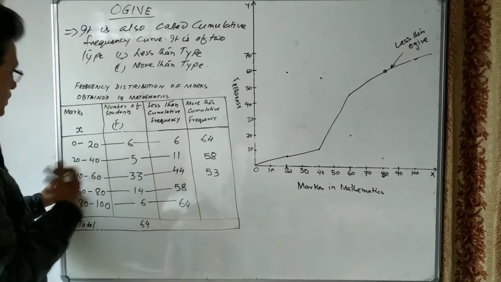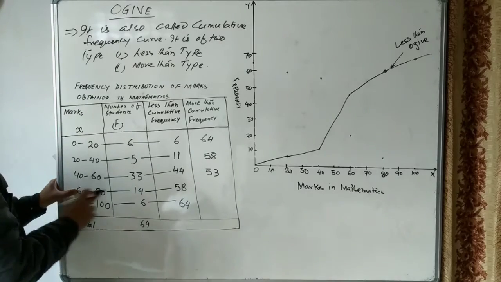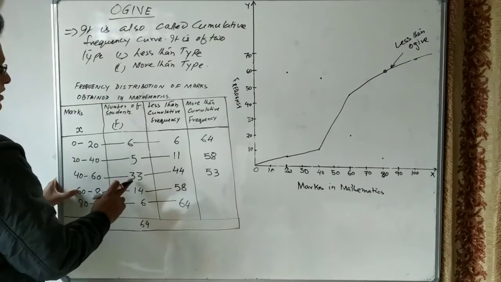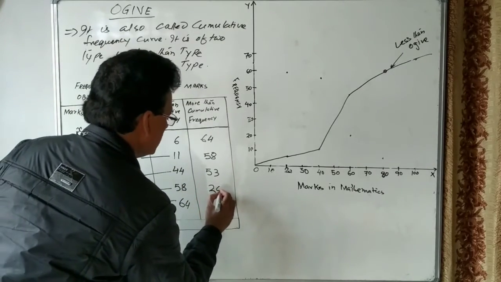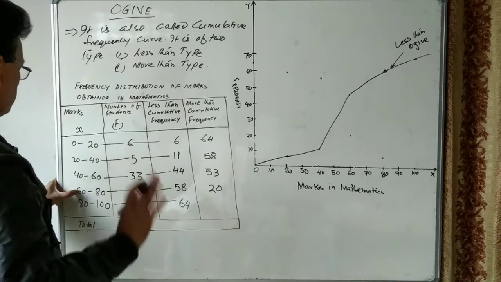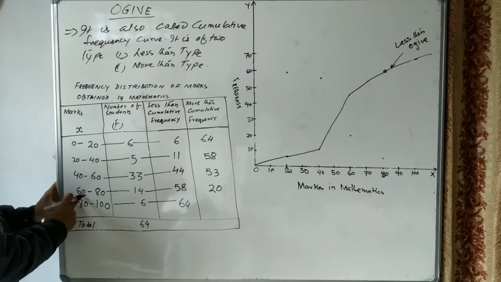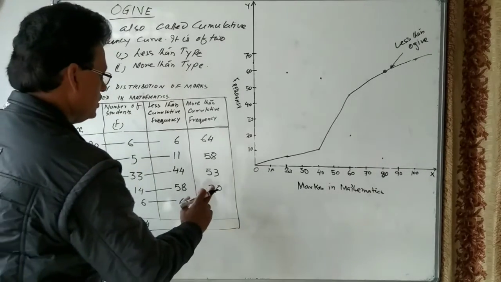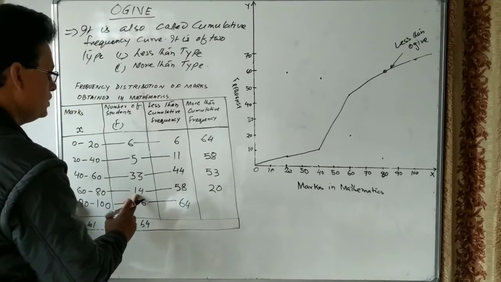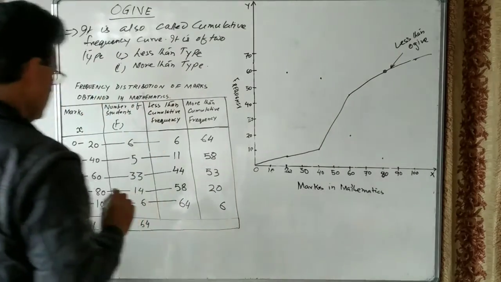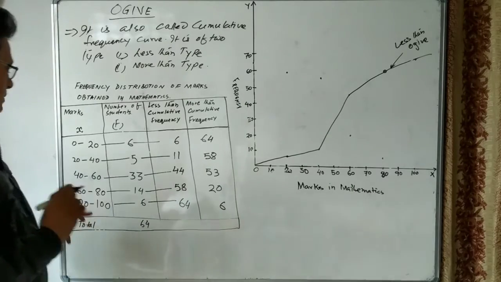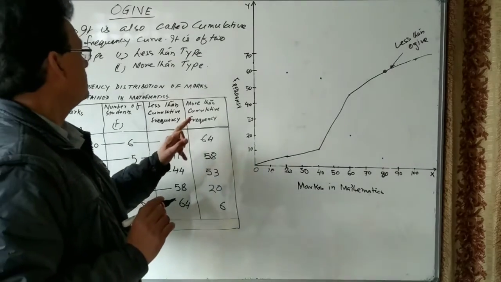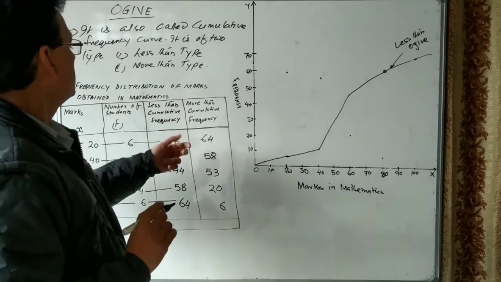Question arises, how many students have got the marks more than 60? It means 53 minus 33, it is how many? 20 students. So 20 students have got the marks more than 60. How many students have got the marks more than 80? 20 minus 14 is 6. It means there are 6 students who have got the marks more than 80. So this is the more than cumulative frequency.